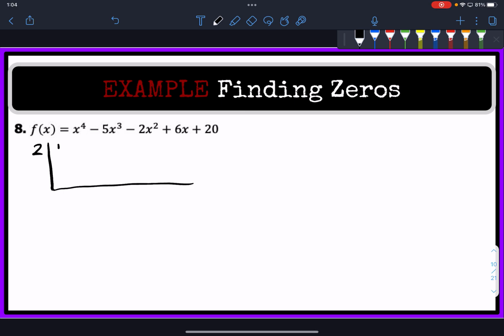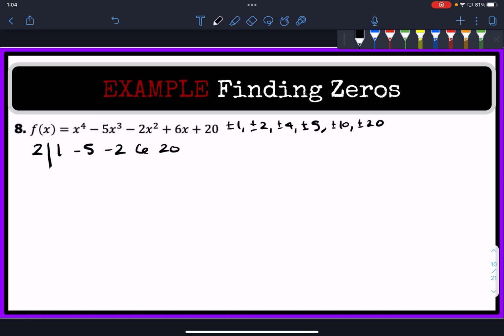Let's test positive 2. So we have 1, negative 5, negative 2, positive 6, and 20. And again, the factors of 20 are 1, 2, 4, 5, 10, and 20. And from that list, I'm going to pick 2. You know what? Let me make this a little bit smaller, so I don't take up too much space. So bring down the 1, and this is going to become 2, negative 3, negative 6, negative 8, negative 16, negative 10, and negative 20, and then 0.